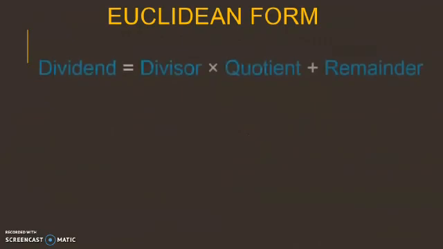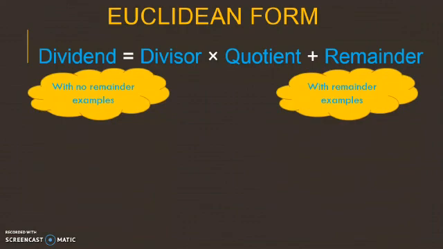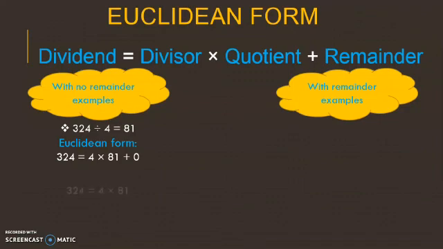As for the Euclidean form, we have dividend equal divisor times quotient plus remainder. We have examples with no remainder and with remainder. As for one-digit divisor, we calculated 324 divided by 4 and the answer was 81. The Euclidean form is dividend 324, it's equal to divisor 4, times quotient 81, plus the remainder 0. Then I can take away the 0 and I write it in this form.